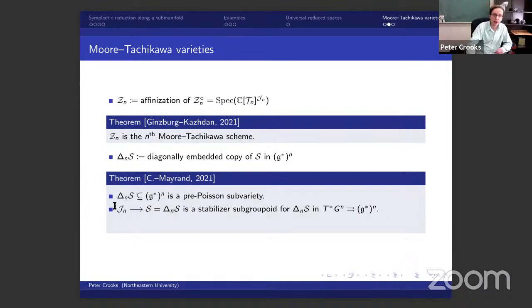And it turns out that what I actually get is this nth Moore-Tachikawa scheme explicitly constructed by Ginzburg and Kazhdan. What I'm writing here is not literally true as I've stated it. I defined universal spaces in the smooth category, for which one only needs three pieces of data. In the algebraic category, one technically also needs a fourth piece of data, which is a quotient morphism from the inverse image of the pre-Poisson submanifold to whatever the quotient is supposed to be. So if you include that as part of the data of universal reduced spaces in the algebraic case and are careful enough about this specific universal reduced space, then there's a precise sense in which what you get is the nth Moore-Tachikawa scheme constructed by Ginzburg and Kazhdan.